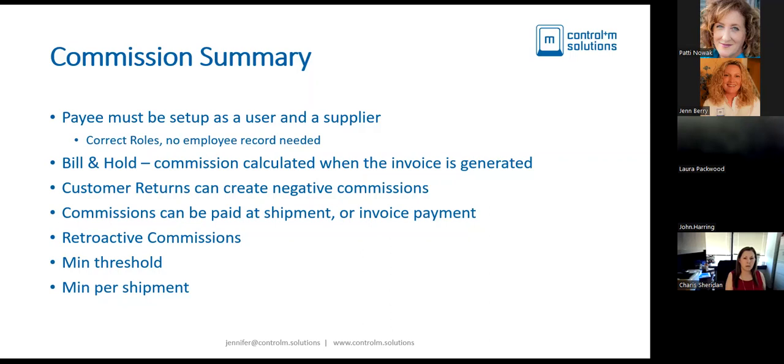The minimum threshold is based on the line item calculated commission. If the commission is less than the threshold, then no commissions are owed and you will get a zero commission record. The minimum per shipment fee is also based on the line item calculated commission. If commission is less than the minimum fee, then the minimum fee is applied. Otherwise, the calculated commission is applied.